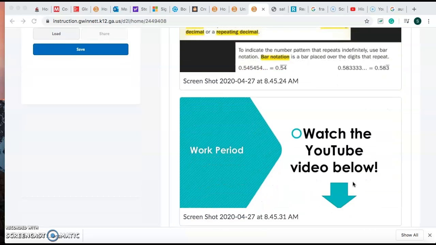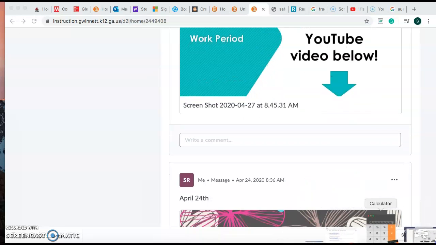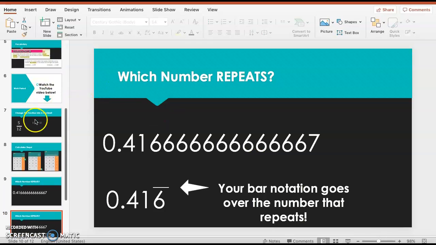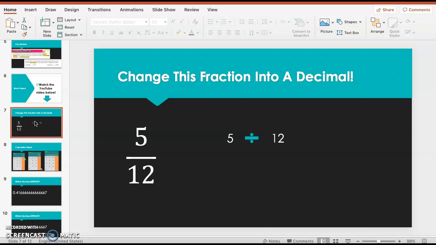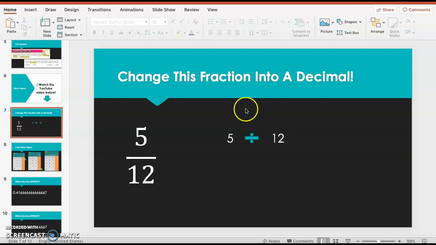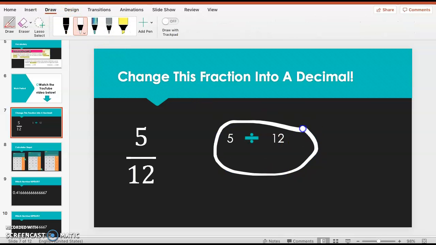So let's try that for our work period. You should be watching this video. I'm going to pull up the slides. You will have them on your page. This is what your slide should look like right now. Basically, it says change this fraction into a decimal. So you've got 5 over 12. What does 5 over 12 really mean? It means 5 divided by 12. So 5 divided by 12 is what this right here is trying to tell you.